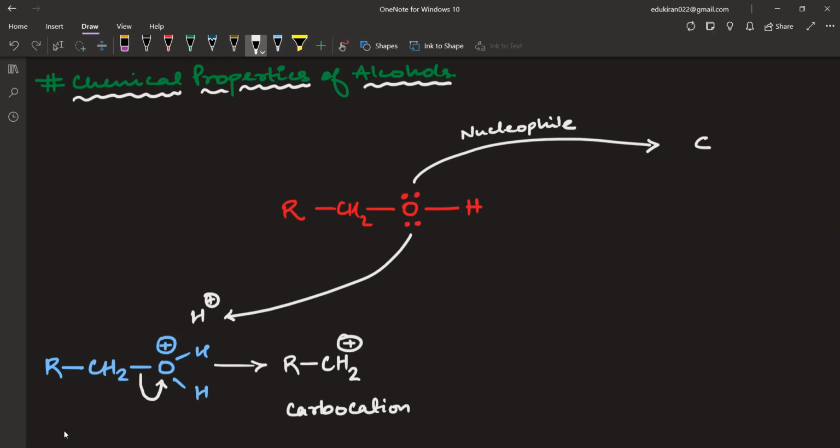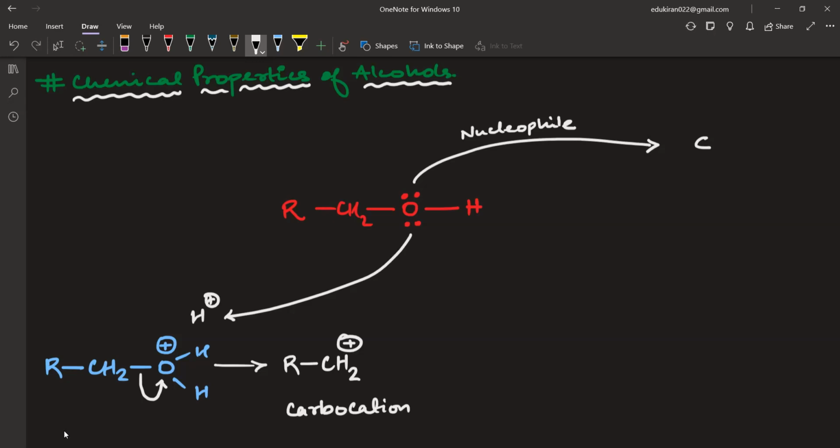That means what? Carbocation. Now this particular carbocation is an electrophile. That means protonated alcohols act as electrophiles. But if you look at just alcohol, it is acting as a nucleophile here.